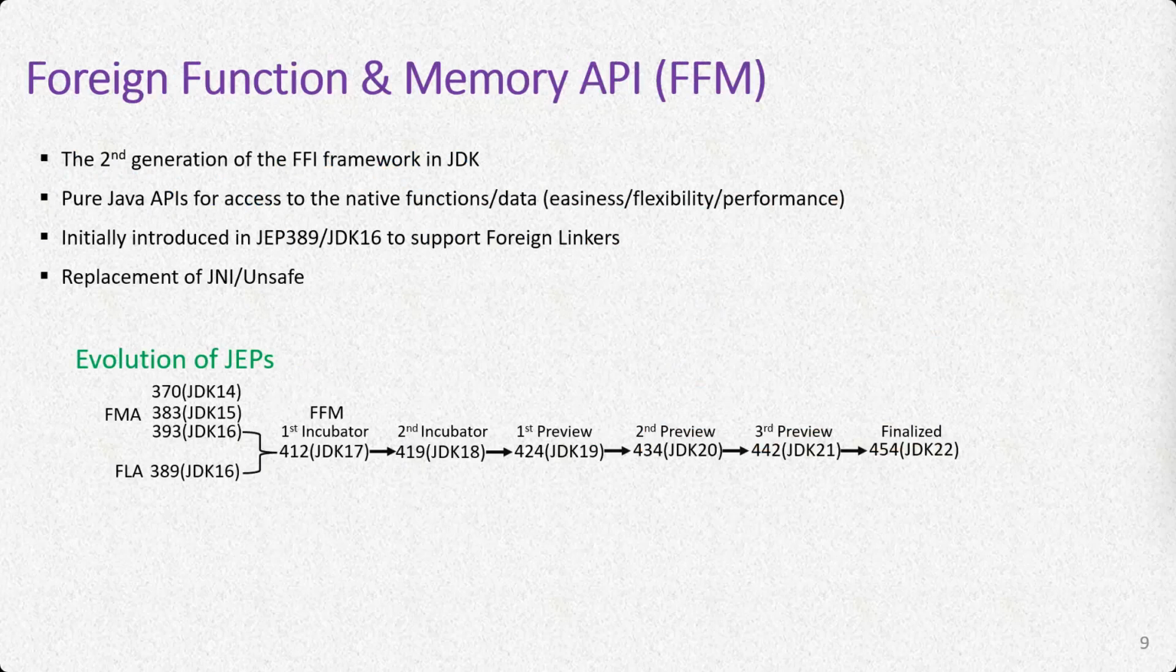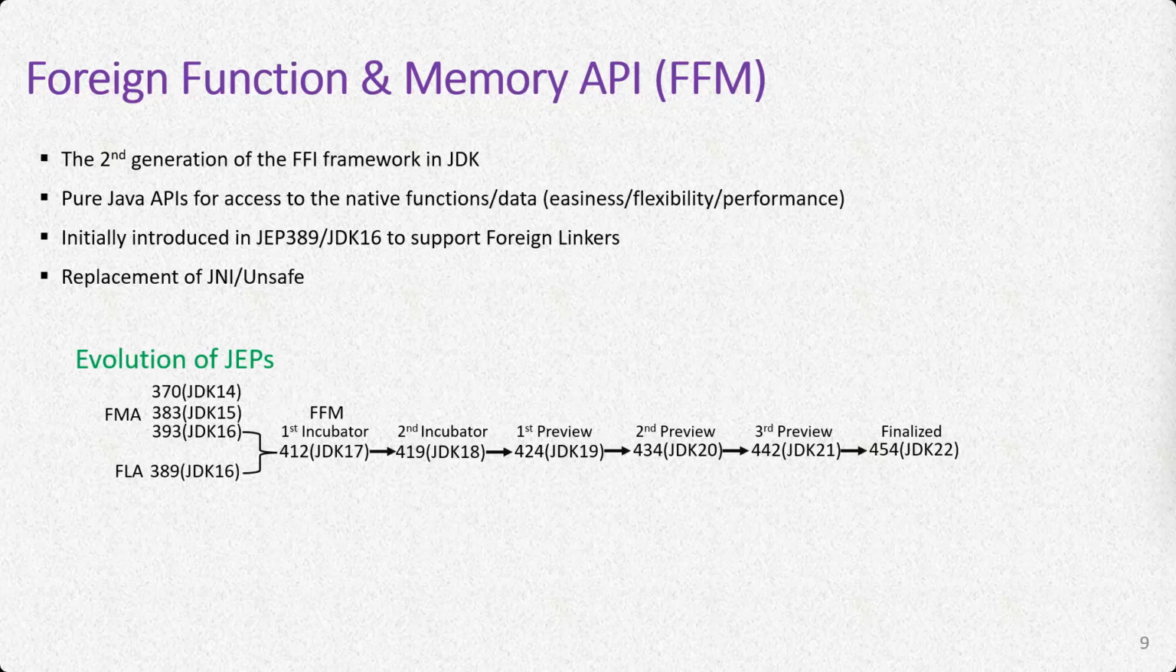So the FFM API is the second generation of the FFM framework to support native access in Java. One of the most important features is that it comes with pure Java APIs, which means developers are able to invoke native functions without any rules and protocols, because there's no restriction at all for the native. So this is part of the biggest achievement in this project.